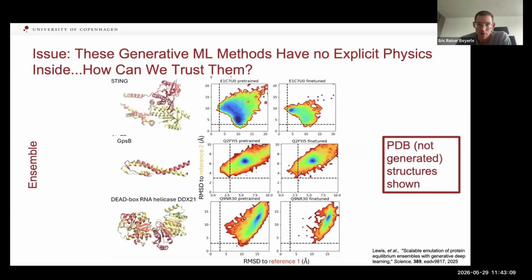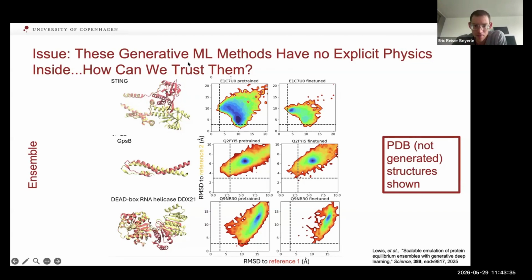So recently, there are these mostly diffusion model techniques that, instead of just outputting a single structure, output an ensemble of structures. But these methods have the same issue as AlphaFold 2, in that the structures they output may or may not represent physical reality to a satisfying degree.